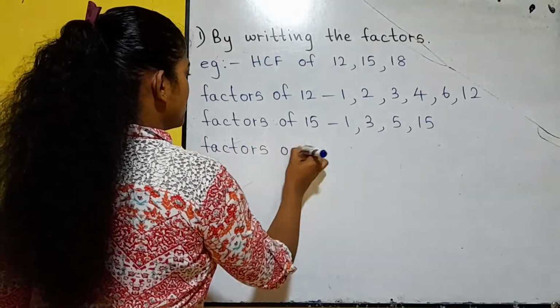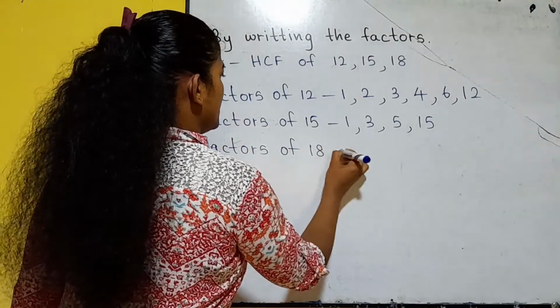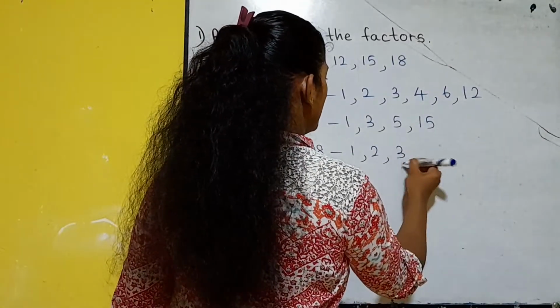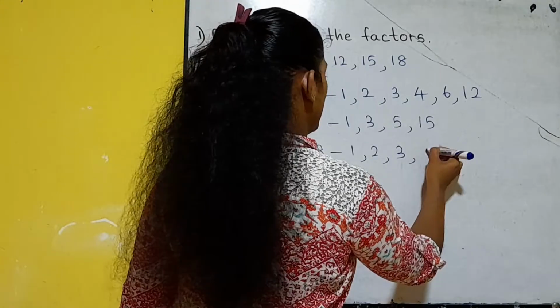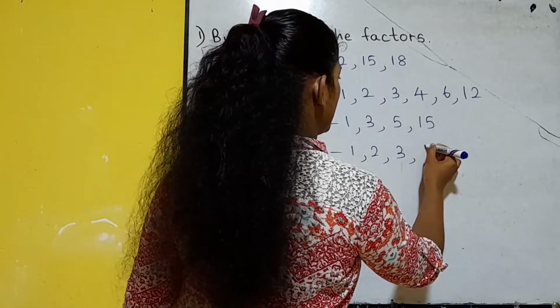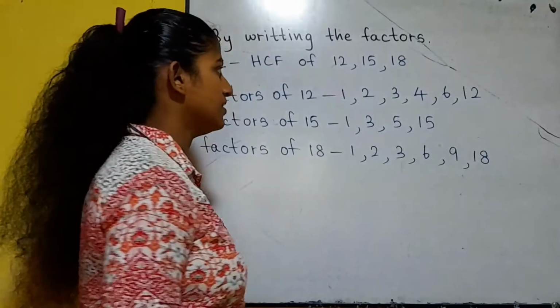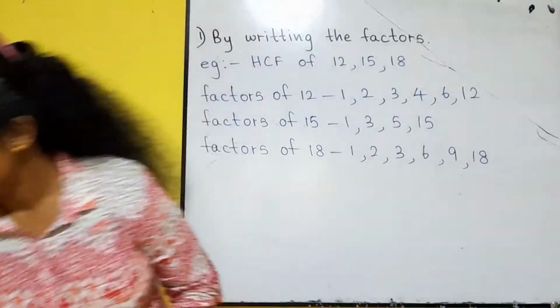4 factors. Then factors of 18. 1, 2, 3, then 6. Next factor is 6. 3 times 6 is 18. Then 2 times 9. 1 times 18. These are all the factors.